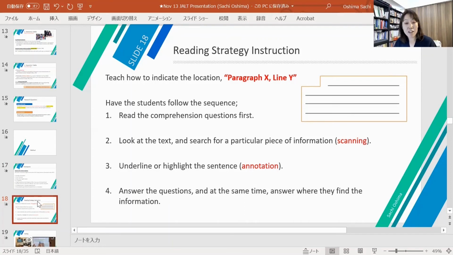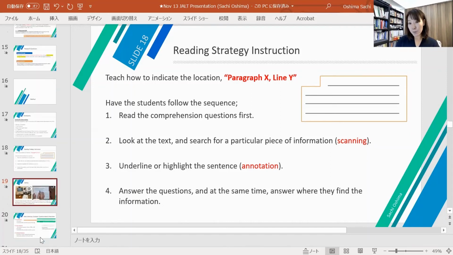And 4, answer the question and at the same time, answer where they find the information using the expression paragraph X, line Y. By the above sequence, the student had no choice but to read the text. In other words, they were encouraged to answer questions by reading text, not by just guessing.